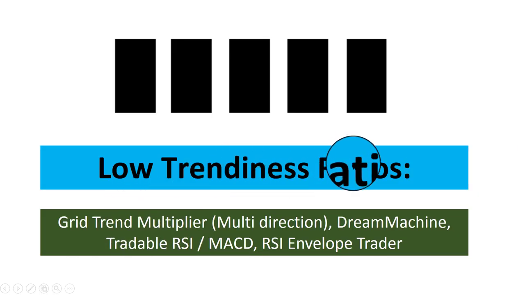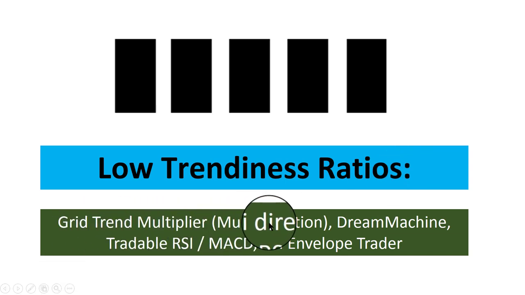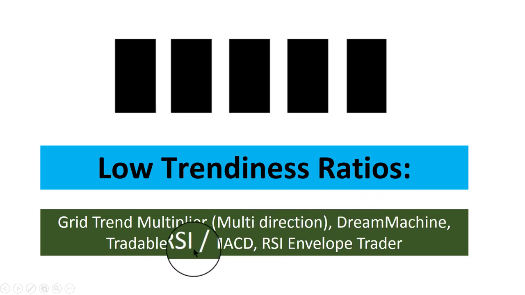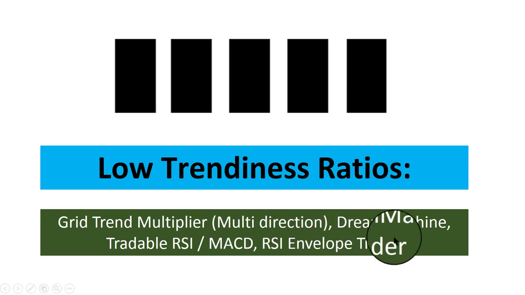So for low trendiness ratios in terms of our robots, you would use something like the Grid Trend Multiplier using a multi-direction approach, or the Dream Machine, or a tradable RSI, or MACD EA, or the RSI Envelope Trader. They are all retracement type of EAs, and they like sideways markets. Again, we're coming to the importance of selecting the right currencies.